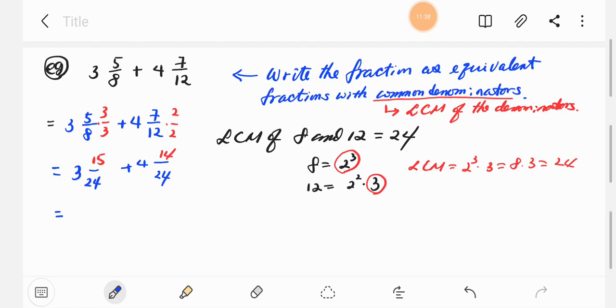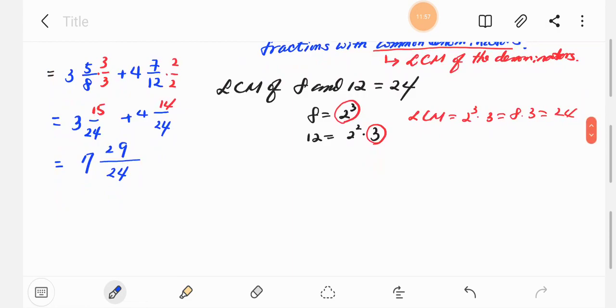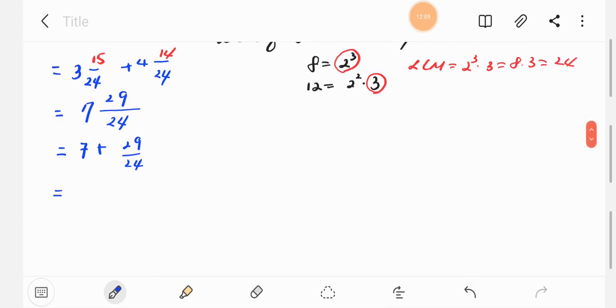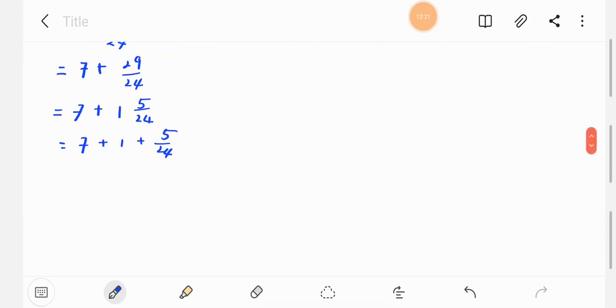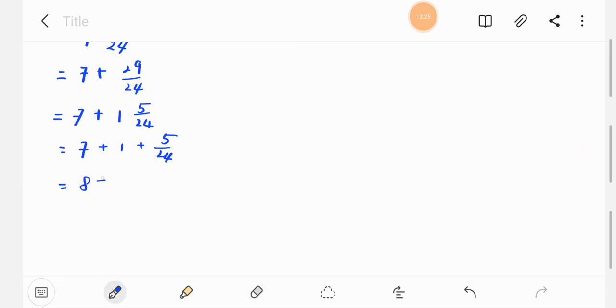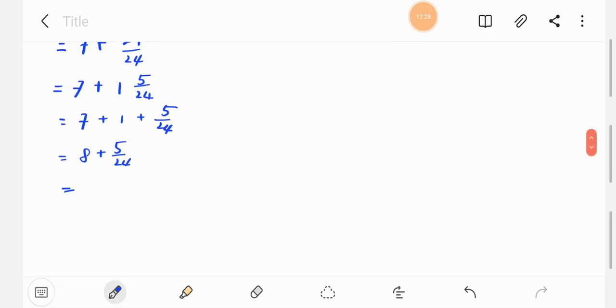Okay, now the 3 and 4 can be separated. So 3 plus 4 is what? 7, right? And the numerators you can add. So 15 plus 14 is 29, right? Over 24. All right. Then this is equal to 7 plus 29 over 24. So this is an improper fraction. Then the improper fraction is what? 1 and 5 is the remainder over 24. So this is equal to 7 plus 1 plus 5 over 24. So finally this is equal to 8 plus 5 over 24. Now go back to the mixed number, 8 and 5 over 24.